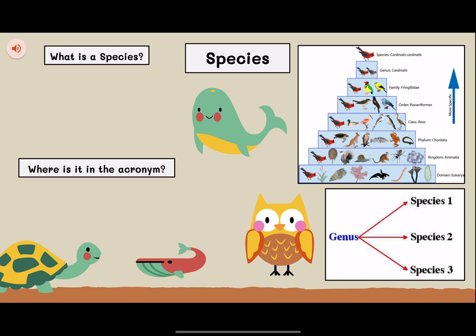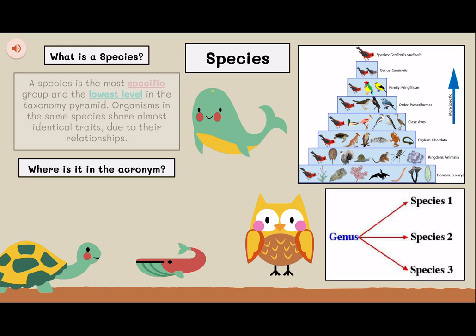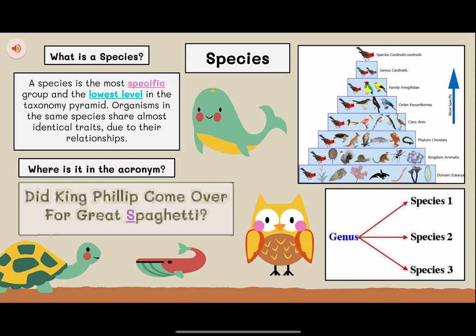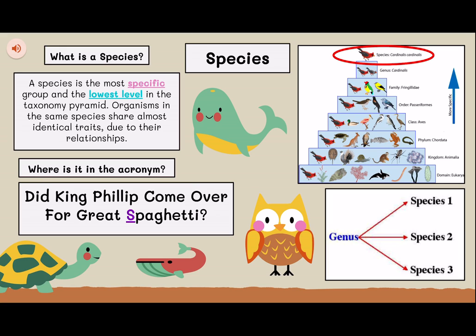Lastly, we have the species. What is a species? A species is the most specific group and the lowest level in the taxonomy pyramid. Organisms in the same species share almost identical traits due to their relationships. Where is it in the acronym? Did King Philip come over for Great Spaghetti? It is the first letter of the eighth word in the acronym because it is the eighth level of the taxonomy pyramid.